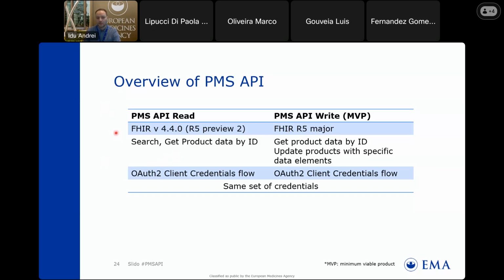On the read capability, we can search products based on FHIR standard search criteria and get all the information related to a product by its ID. On the write capability, we'll still be able to get that data by ID and then submit the updates for the specific data elements that are in scope for now in this minimum viable product. Both capabilities will use the same authentication and authorization mechanism, the OAuth 2 standard with the client credentials flow, using the same set of credentials that are generated when you request access.